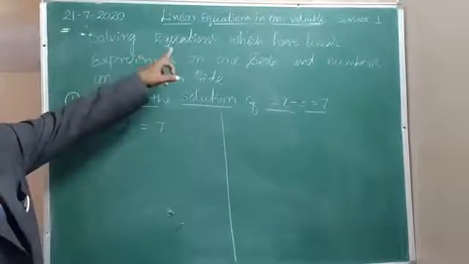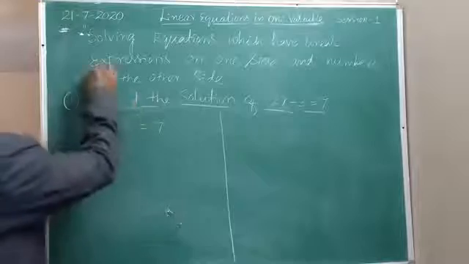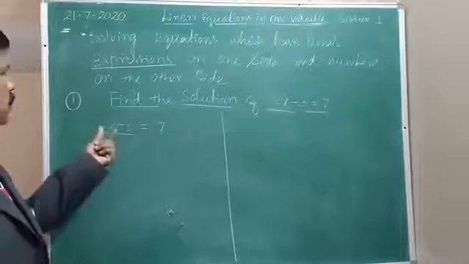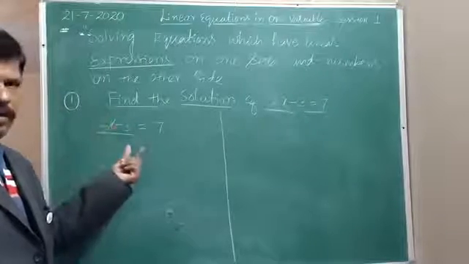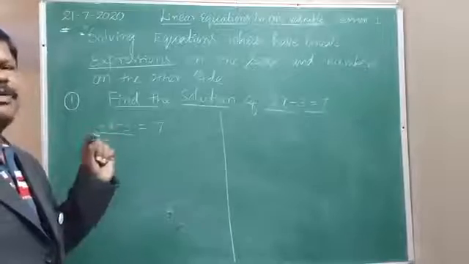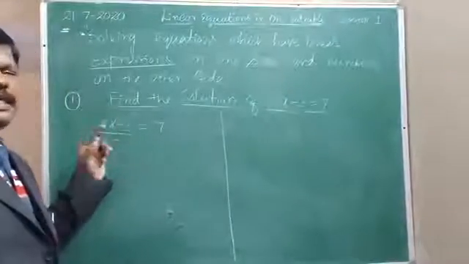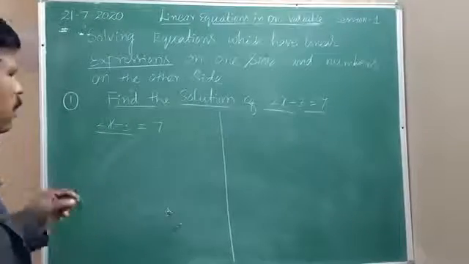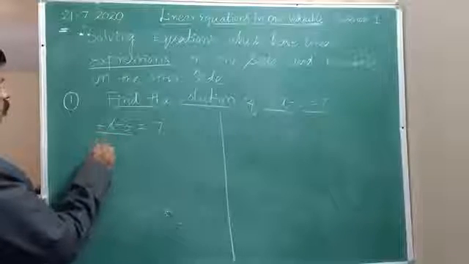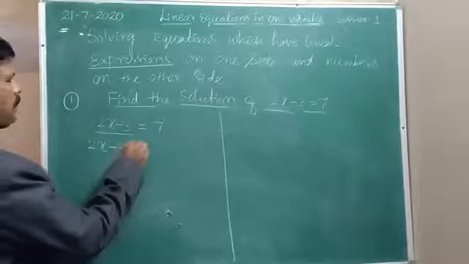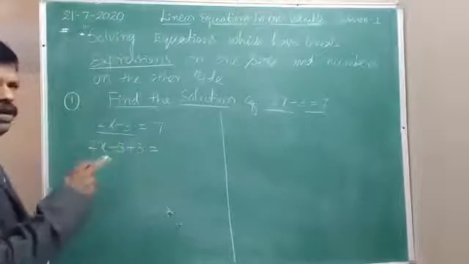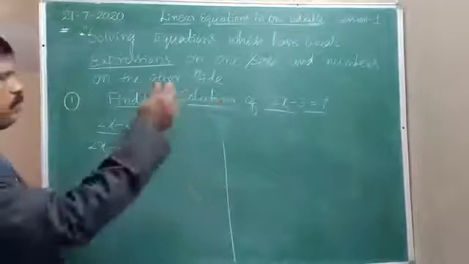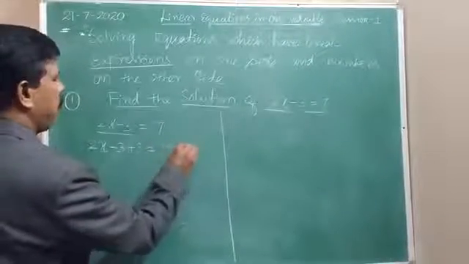See, this is the linear expression on one side. So first, remove the term which does not contain the variable. So here minus 3 is there. In order to make it 0, we should add plus 3 to that. So 2x minus 3 plus 3 equals. Whatever you are adding or subtracting on the left hand side, you should do the same thing for the right hand side also. 7 plus 3.